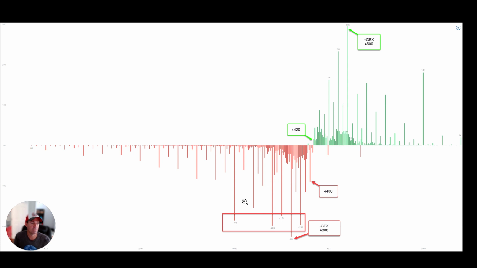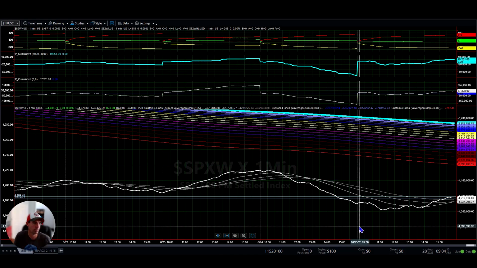But again, these put speculators have filled this in nicely here. Again, negative GEX 4300, and you see targeting all the way down here to 4000. So just definitely keep that in mind. Transition very well noted here at 4420. So we'll go ahead and move on to the tick market model.